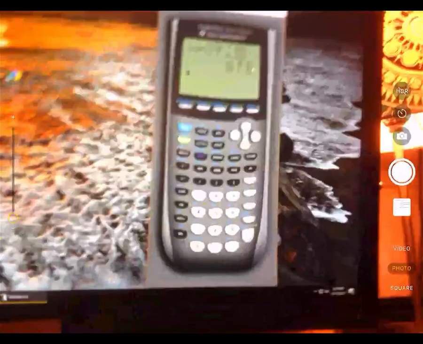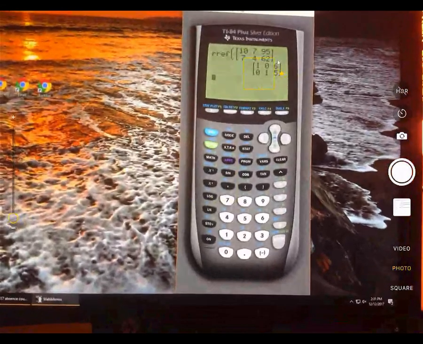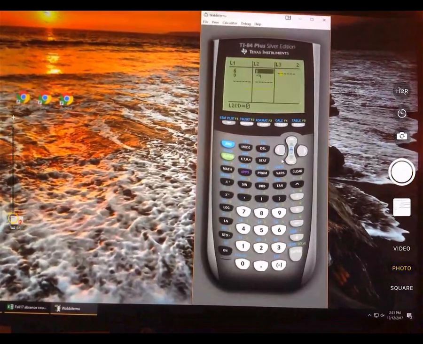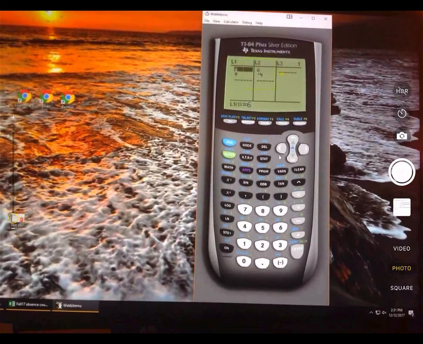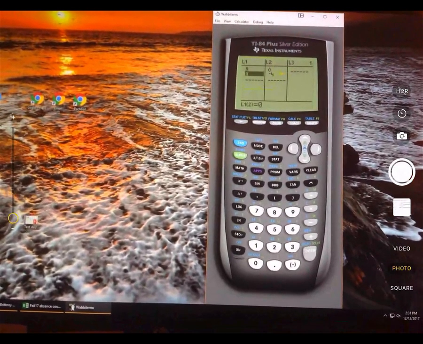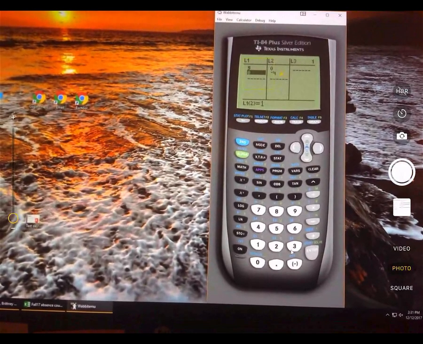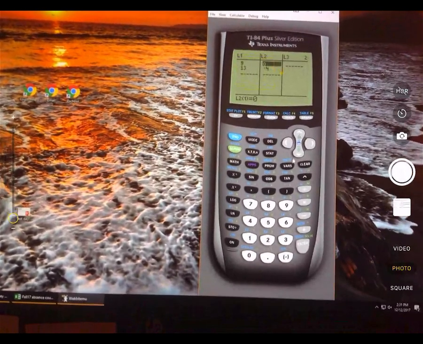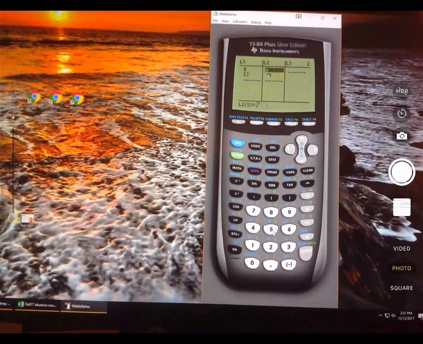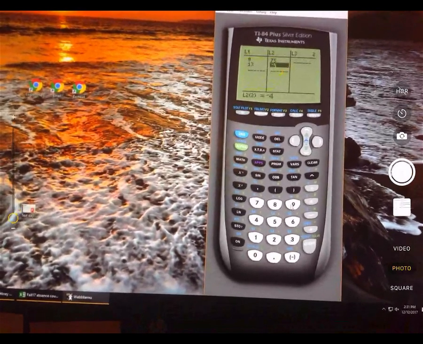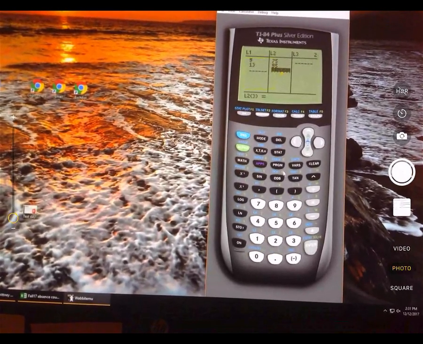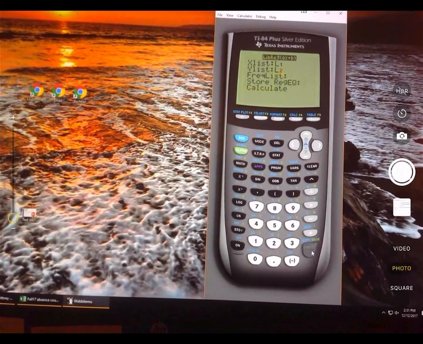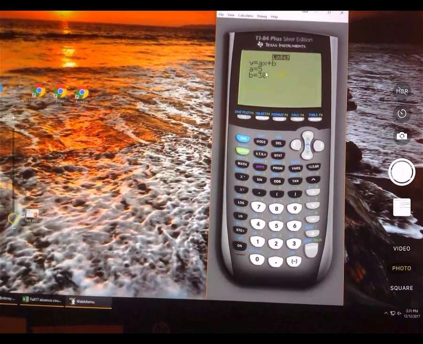So in my calculator, I go to stat edit. I plug in 9, enter, 13, enter, and then my y's are 75 and 95. I click stat calc 4, enter, enter, enter, and they ask me for the slope, which is 5.